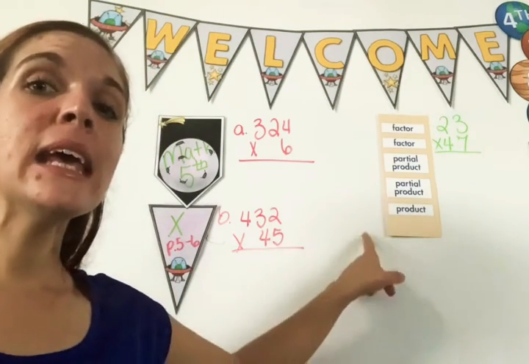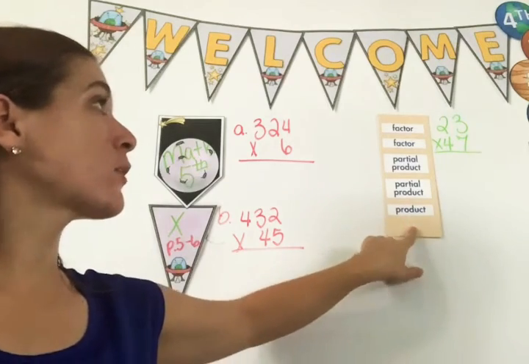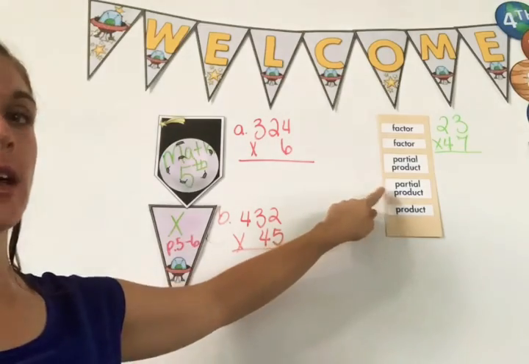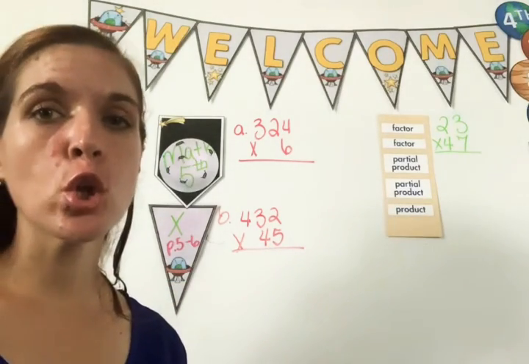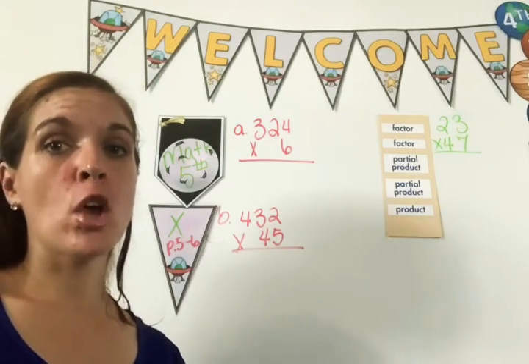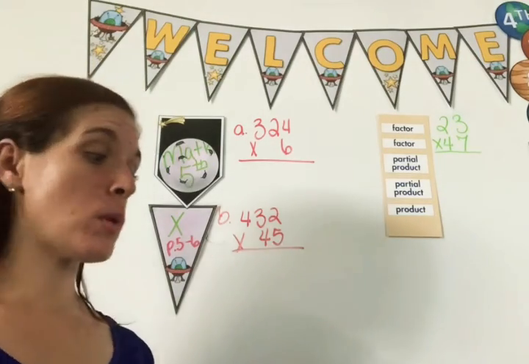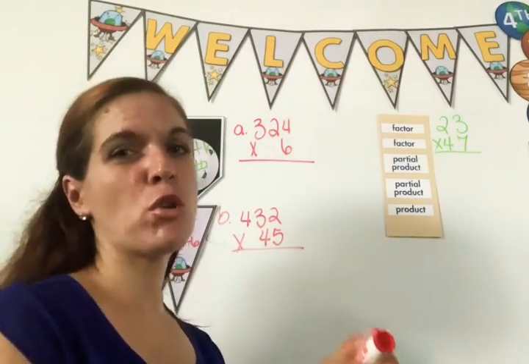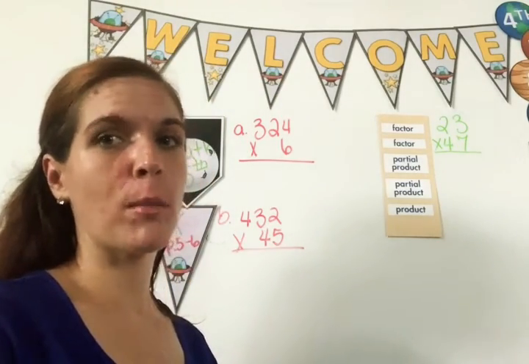Now, when it's a big factor, factor, product, you also have factor, factor, partial product, product. Partial means in part. Okay? The part of a product. So I'm going to do this multiplication problem for you to help you remember how to do double digit, triple digit multiplication, okay, and show you what the partial products are.